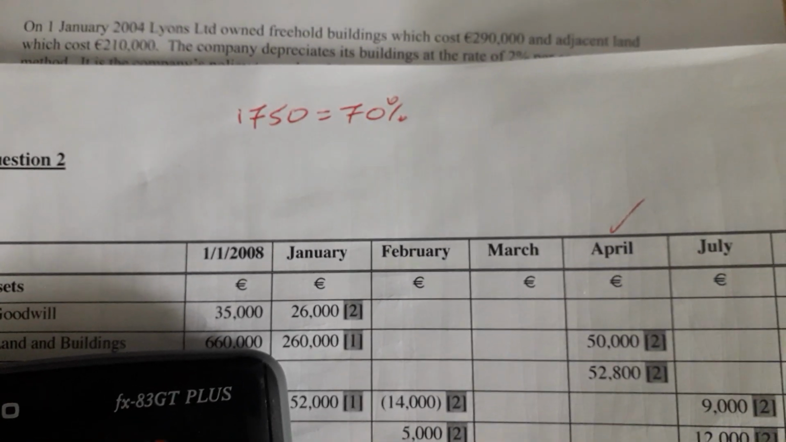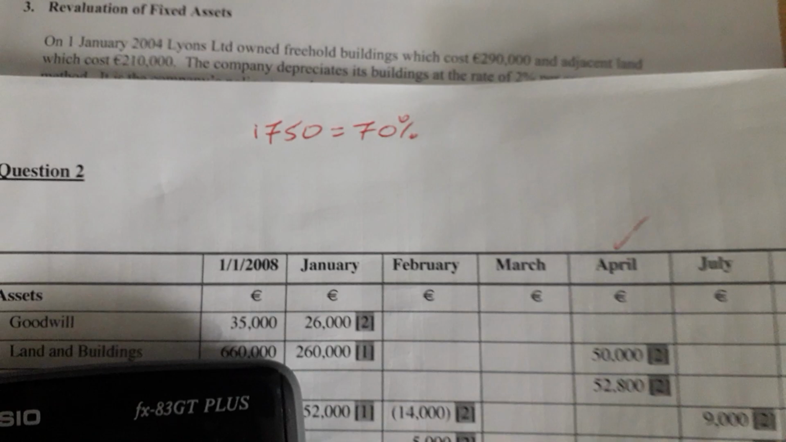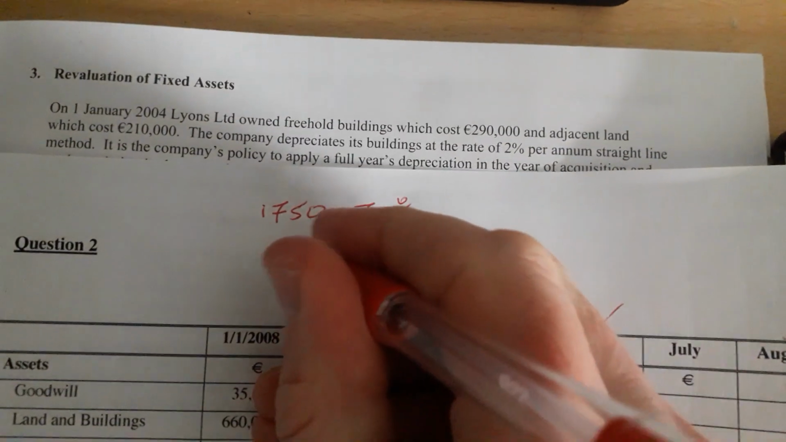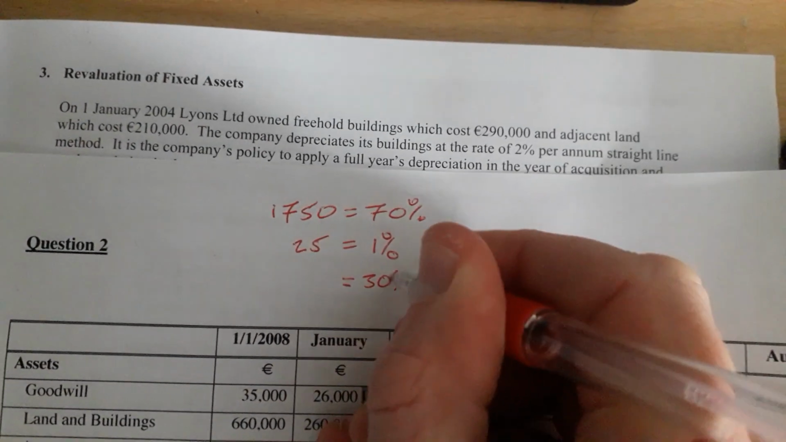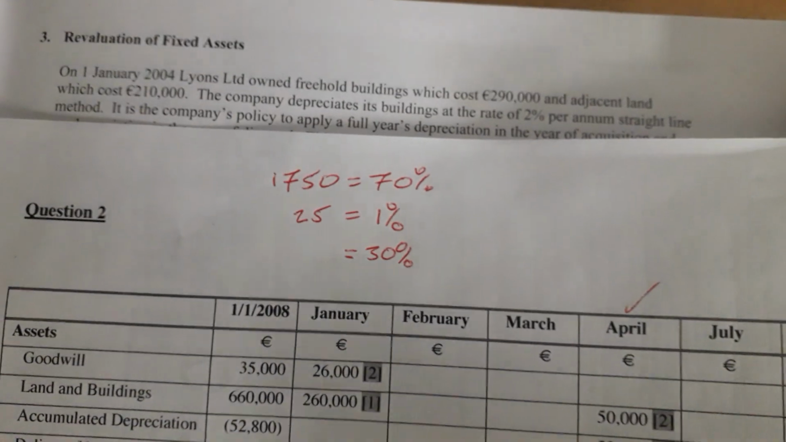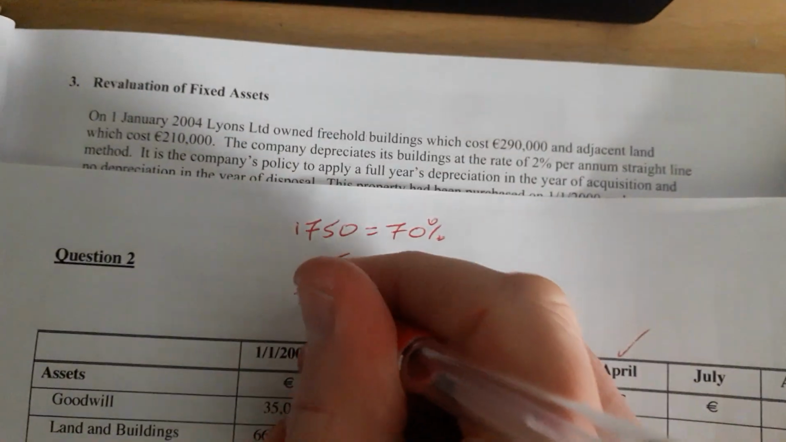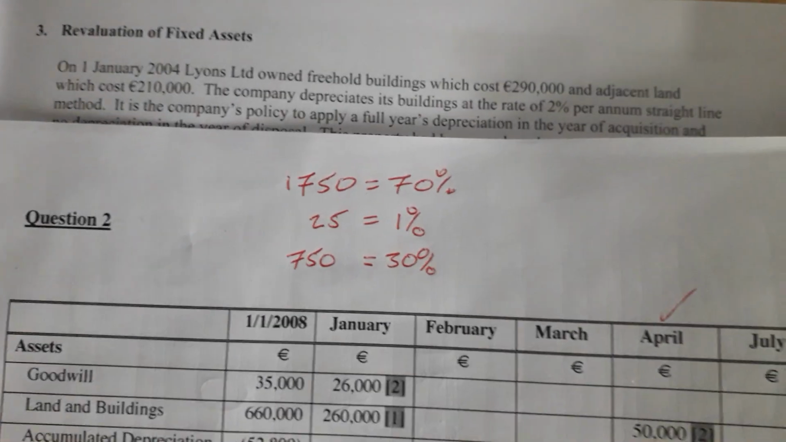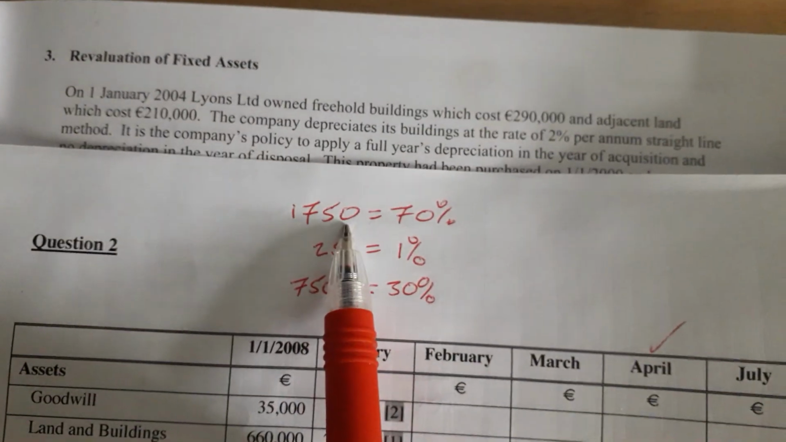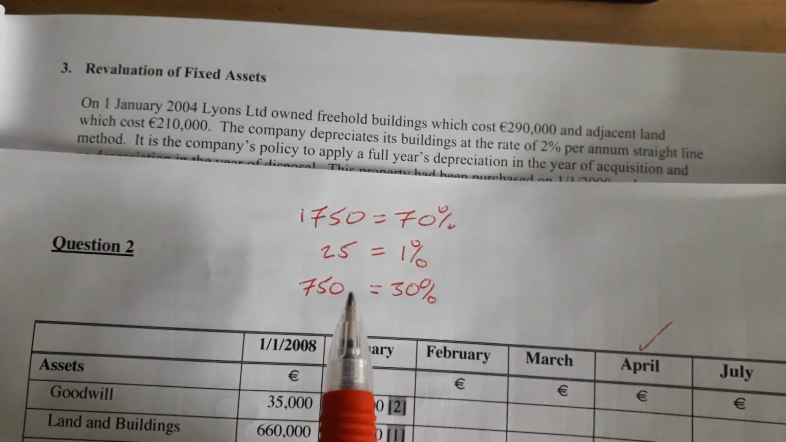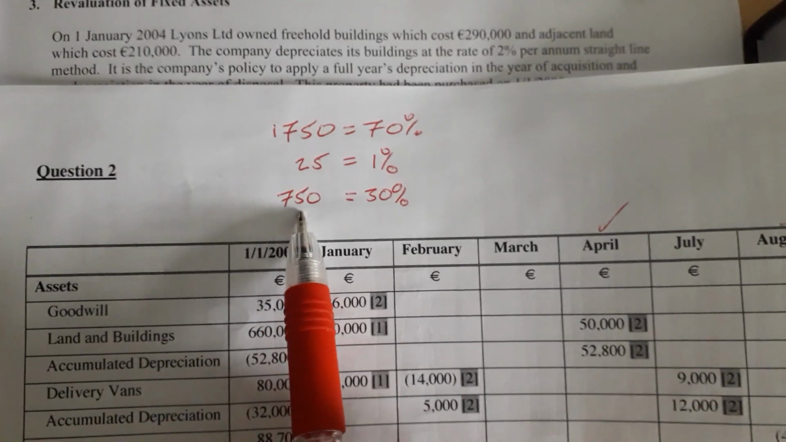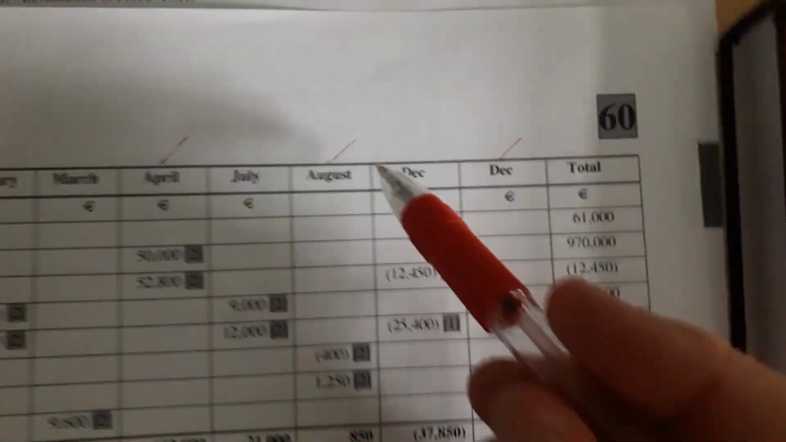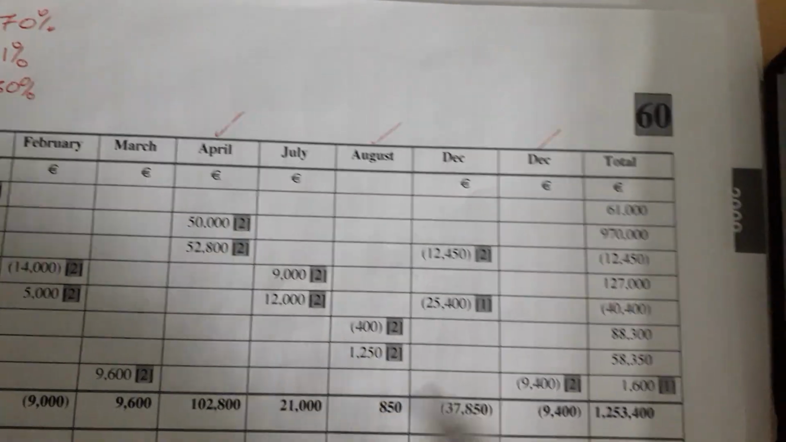So 1,750 divided by 70 gives me 25. So 25 euros is 1%, and multiply by 30 to give me the 30%. That's 750. So we received 1,750 from this debtor, and the debtor has said, I'll pay the remainder in January. I'll owe you the remaining 30%, the other 750. So just to do that bit, I'm going to write it in red here in the August column, and then we'll add in the last line afterwards.